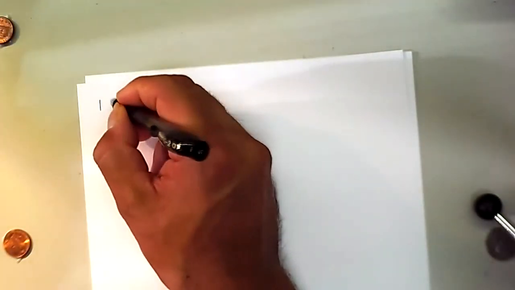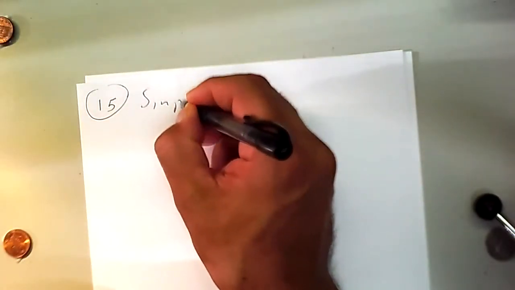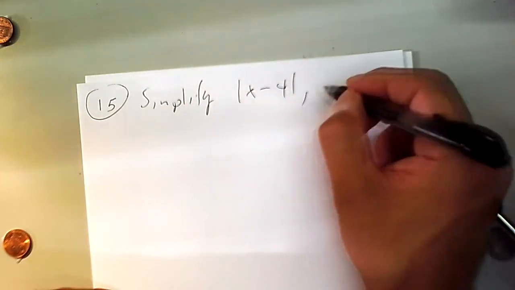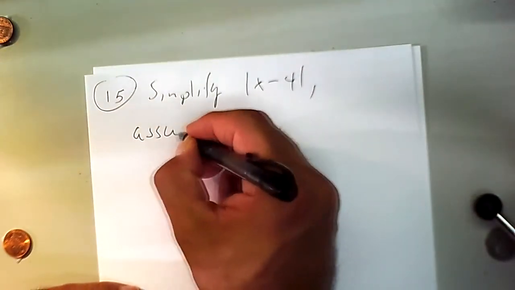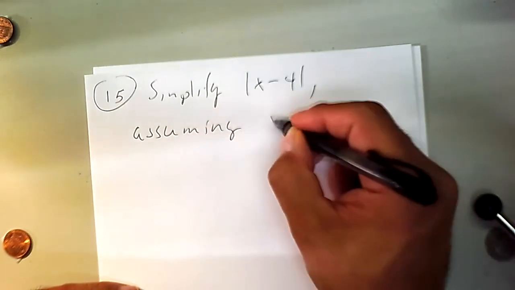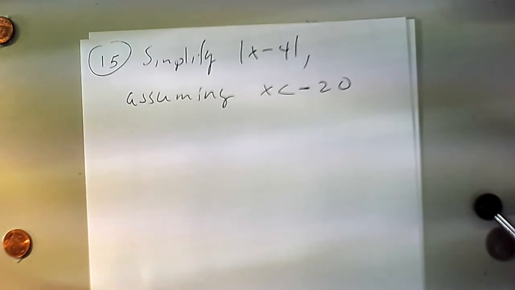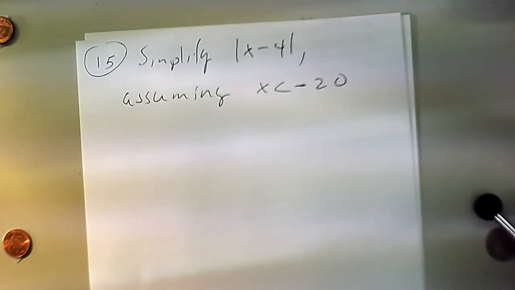Example 15. Okay. Simplify absolute value of X minus 4, comma, assuming X is less than -20. Now, this is the one I intended. The other one was not a big deal to have that example.